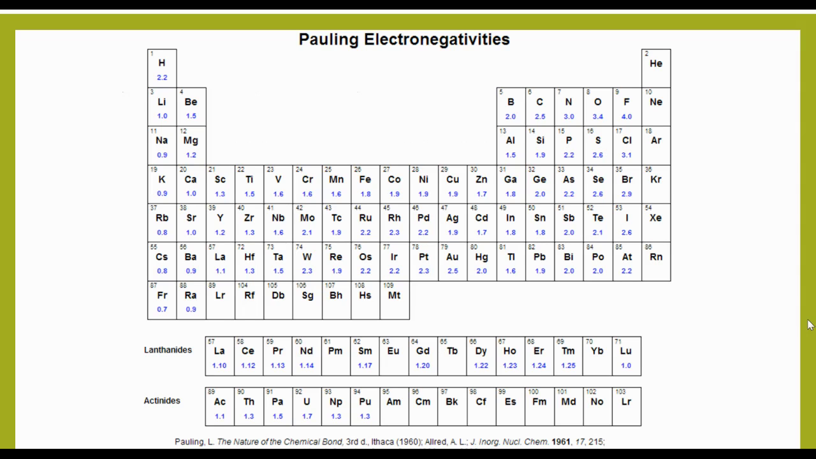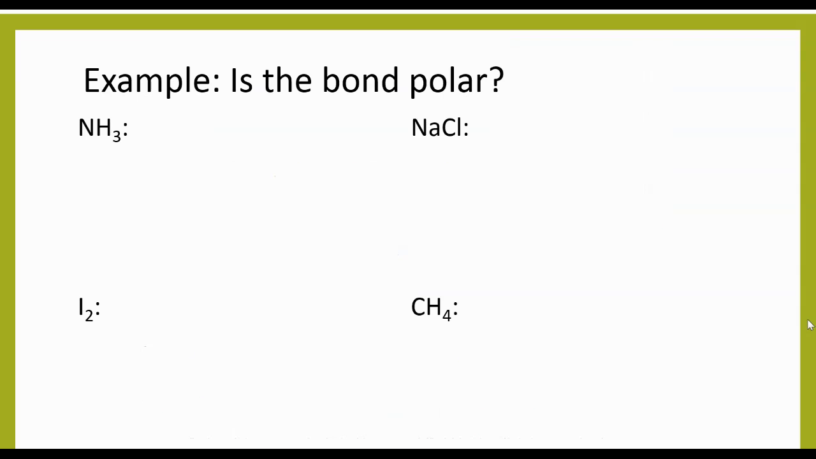Okay, and we get the values from a table of electronegativity values. These are actually in your notes, so make sure you look for them. All those little blue values there are the electronegativity values for each of the different elements that have known electronegativity values.